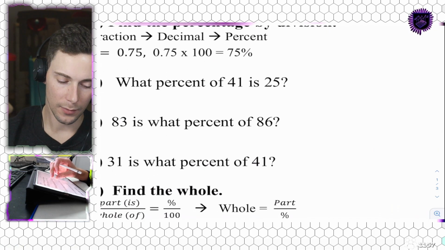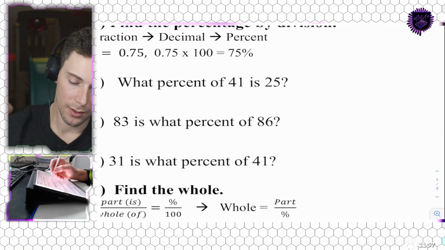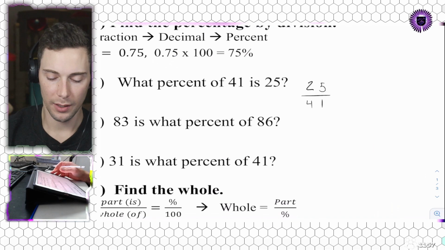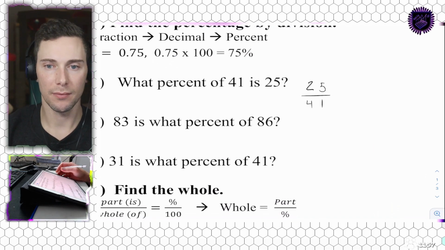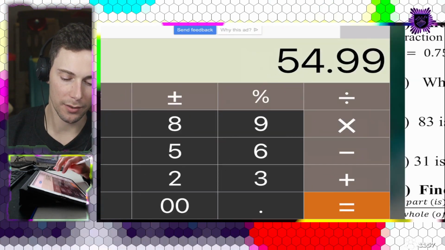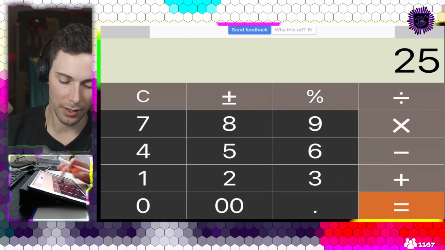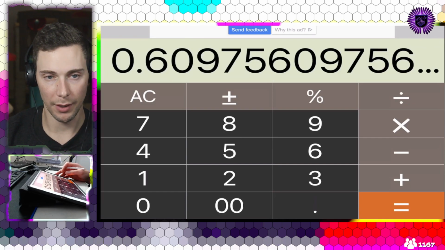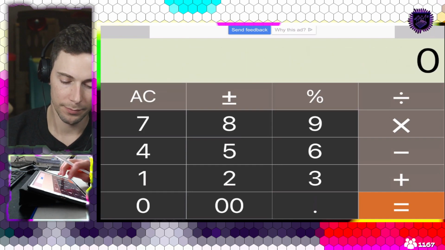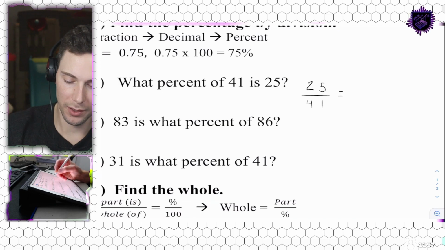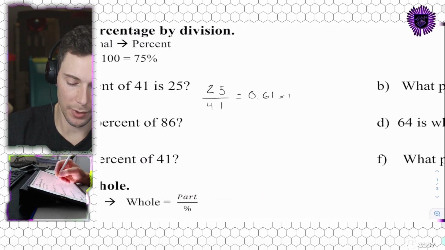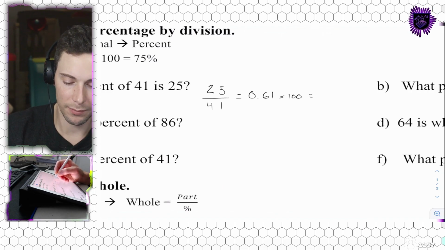First one. Same language, the of and the is. 25 over 41. Now, am I going to do that math? Am I going to do the long division? I'm not. I'm going to go 25 divided by 41 is equal to 0.609. I'm going to round that up to 0.61. Now when I multiply 0.61 by 100, I'm going to get 61%.